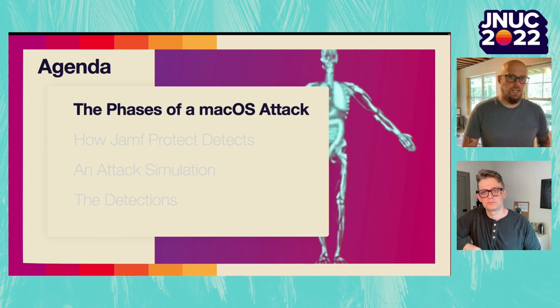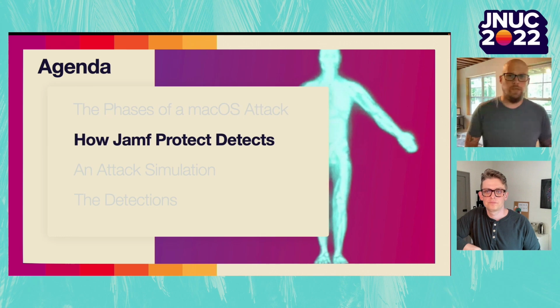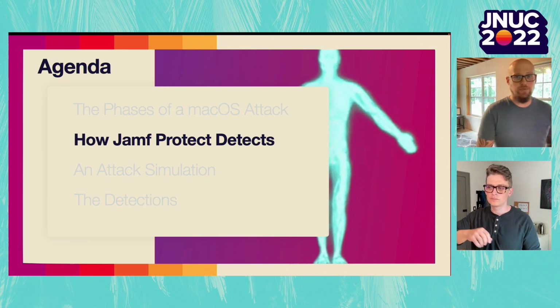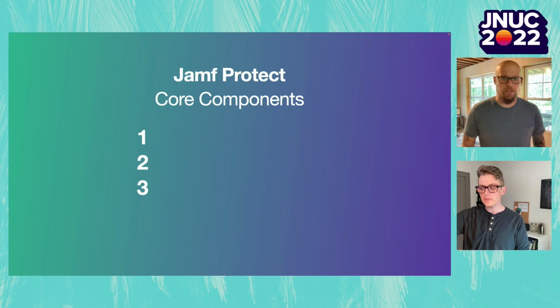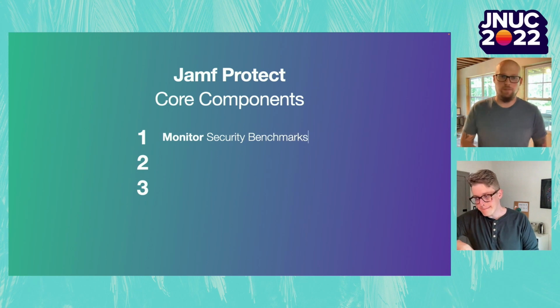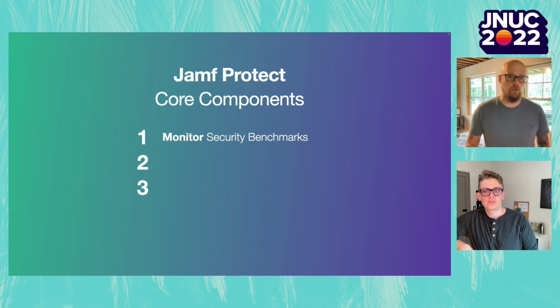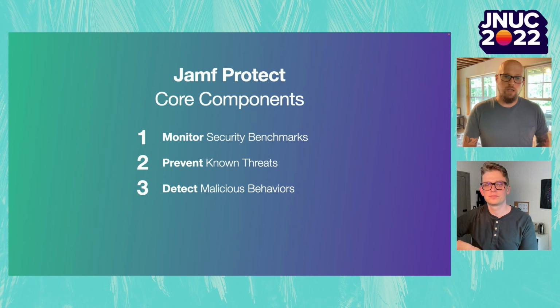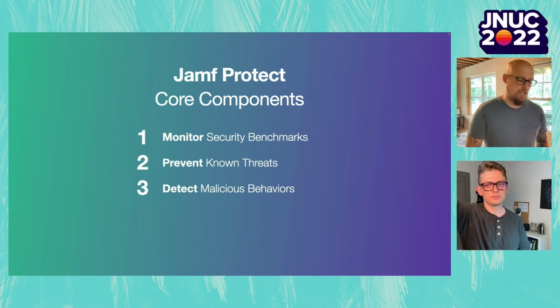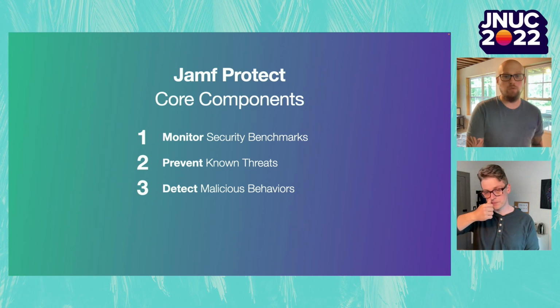So that's where Jamf Protect comes in. Let's talk about what we're doing here at Jamf to detect some of these different threats. The approach we take is a layered one. Remember that there's also a layer 0 here, that's the built-in security of macOS. But ultimately where Jamf Protect comes in is, first we're going to monitor security benchmarks. We're also going to prevent known threats from malware that's been discovered in the past. And then we're also going to detect based on malicious behaviors as well. And each of these serve their own purpose.